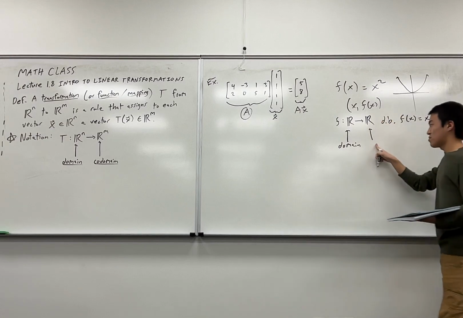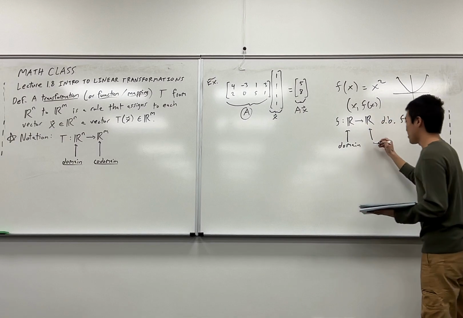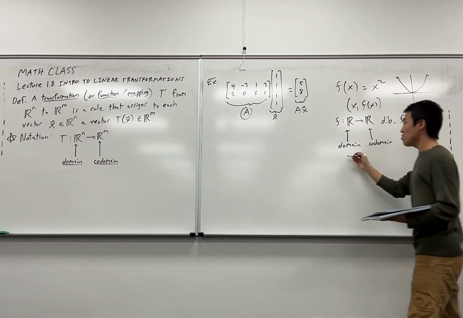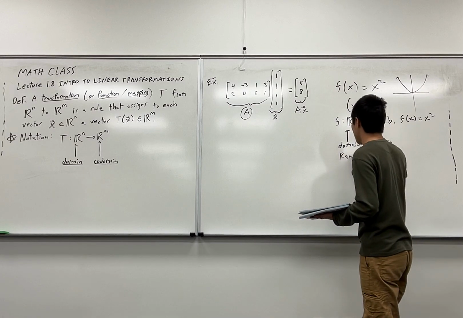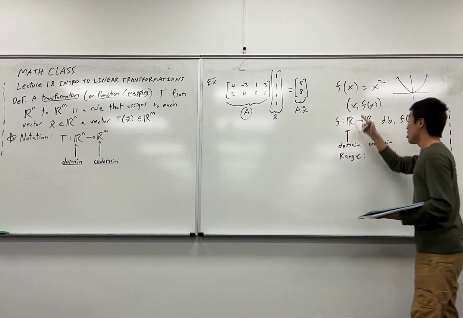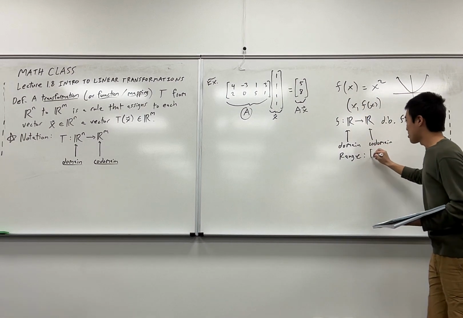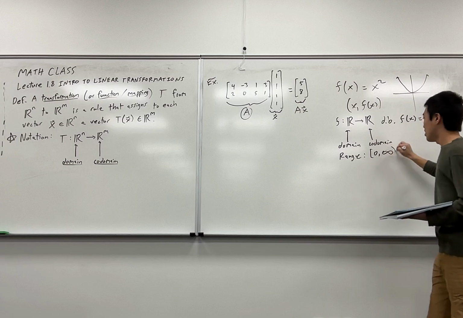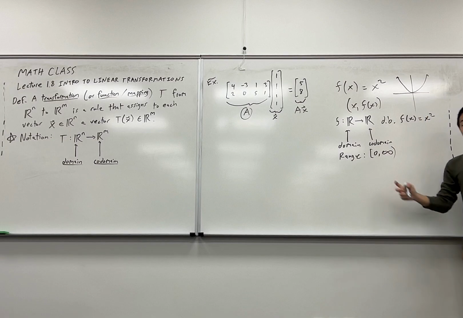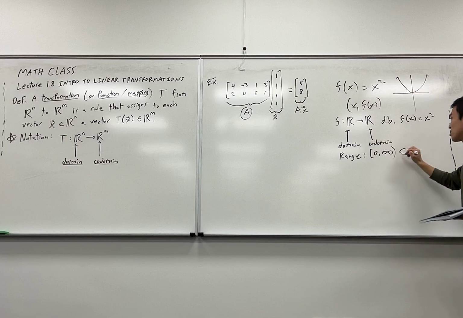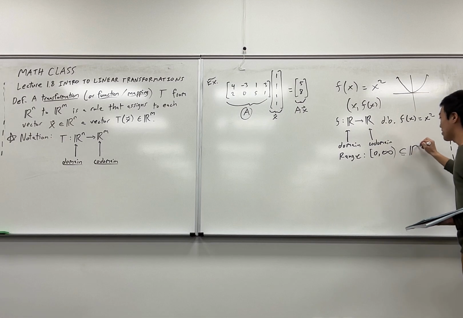This is its, what I call this one? Codomain. And I would call the range the set of all of the possible output values, which starts at 0 and goes up to infinity. And in specific relationship, this is always going to be definitionally some sort of subset of the codomain.